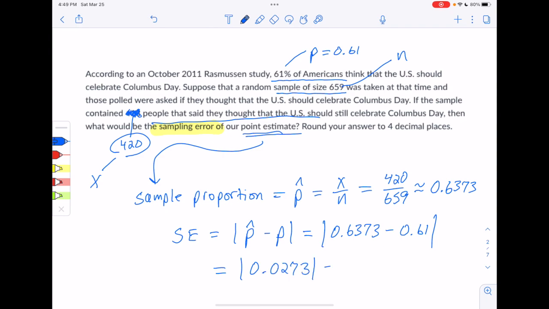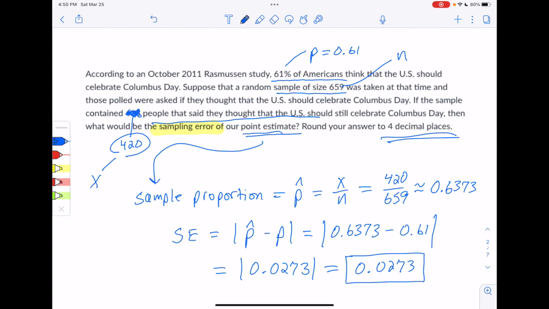That's an absolute value, but an absolute value just leaves a positive number alone. So that would just be 0.0273. And that's our answer. That's what we put into active learning. They wanted 4 decimal places, so that's what we're giving them there.